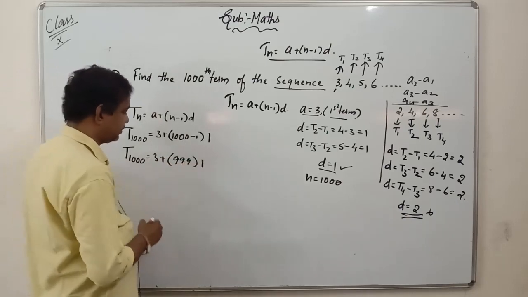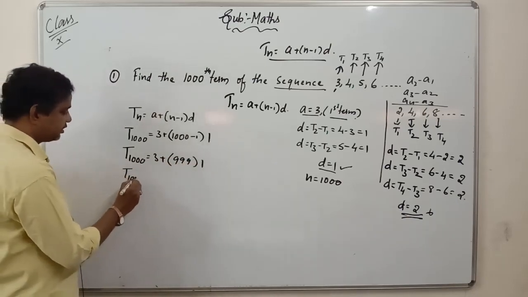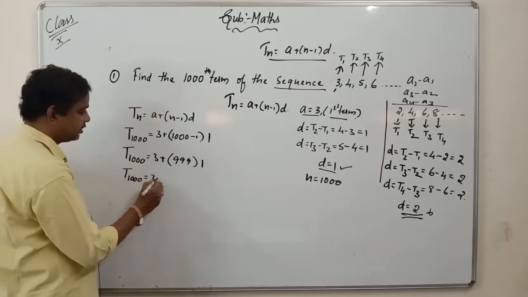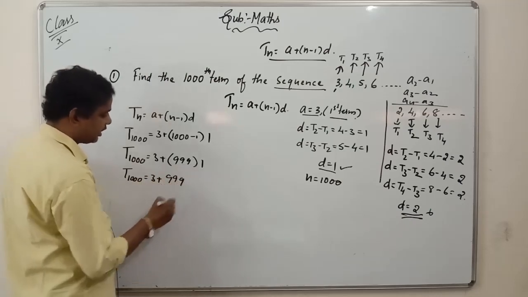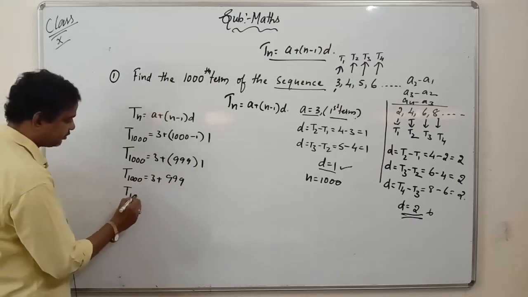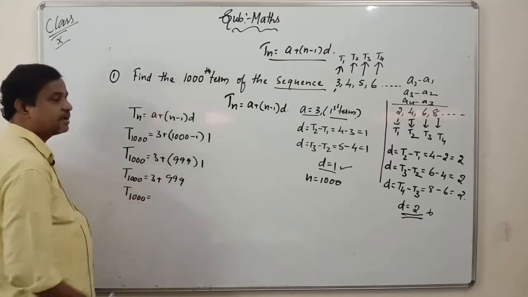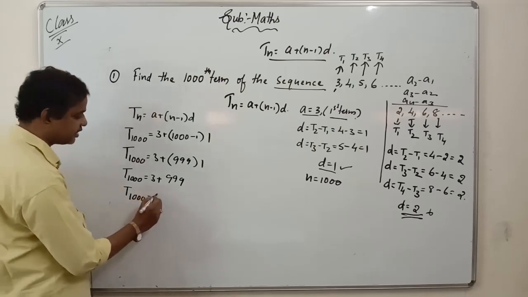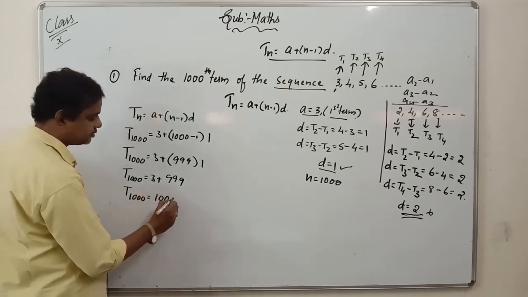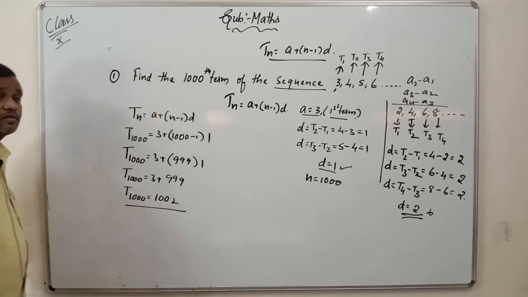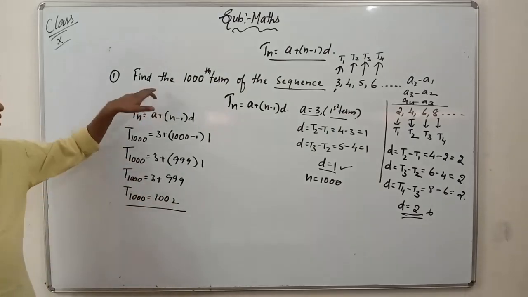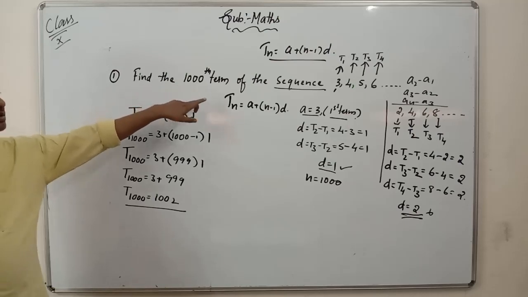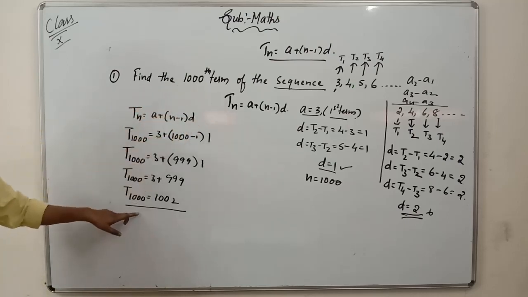999 into 1. This T1000 equals 3 plus 999 only. So T1000 equals 999 plus 3. How much will you get? 1002. So the 1000th term will be 1002. So in the sequence, the 1000th term of the sequence is how much? 1002. Got it?